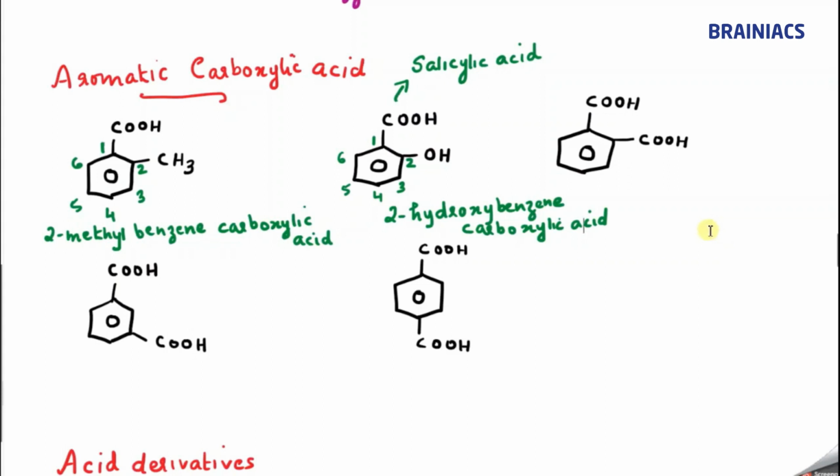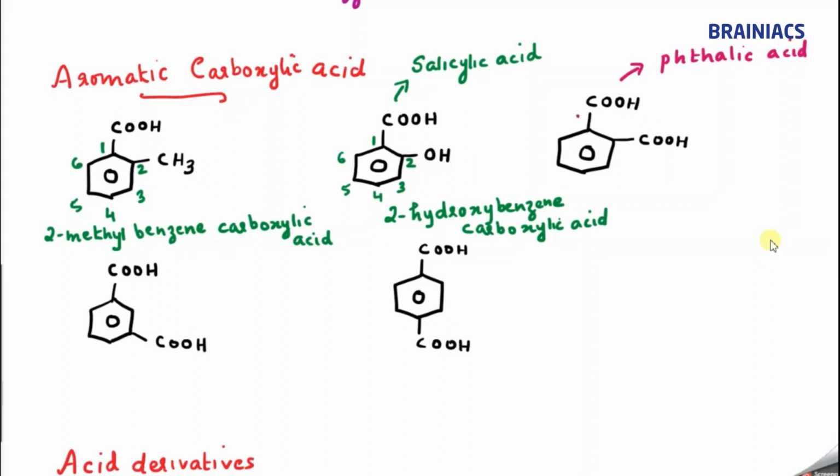Its common name is also very famous. Can anybody tell? Let me change the color. So its common name is, whenever COOH groups come in adjacent positions, we give this term, phthalic acid. Here ph is silent. So phthalic acid. What is the IUPAC name of this compound?